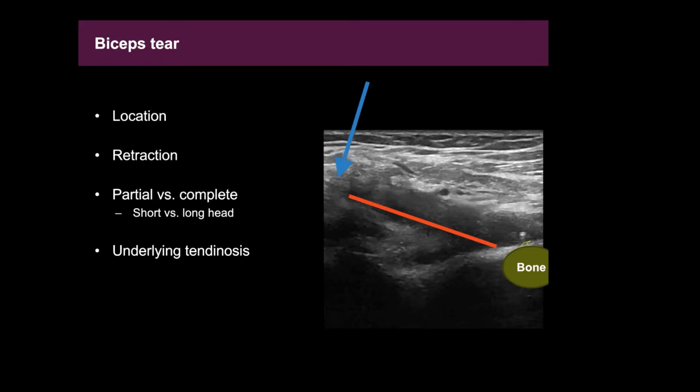If you focus in on that blue arrow, that underlying tendon looks a little bit hypoechoic, a little bit more irregular. So we could probably give this patient something like mild to moderate underlying tendinosis.